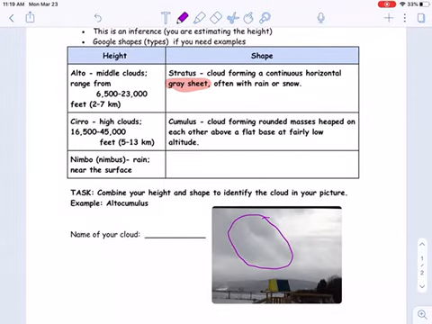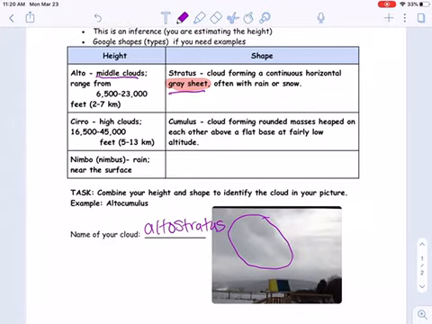So like I said, I kind of have two. But anyway, I would say that these are kind of middle clouds. They're not super low, they're not super high. So I'm going to call this altostratus for today. Because again, alto is the middle cloud, stratus is that gray sheet.